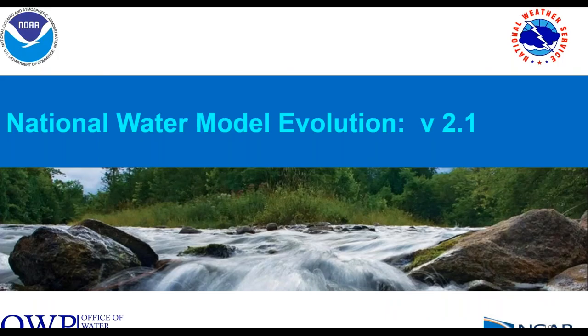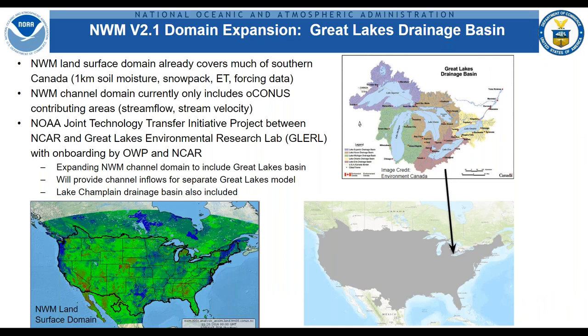And so we'll switch gears a little bit, and we'll start talking about what is coming in version 2.1. So this is what is currently under calibration. I believe we're regionalizing the calibration now, and doing some other testing. We should have version 2.1 in the formal testing process a little later this winter and beginning of spring. One of the most important things that we're doing in version 2.1 is we are continuing to expand the domain. And so we will be incorporating the Laurentian drainage basin, the Great Lakes drainage basin. We'll be incorporating that into the National Water Model, as well as Lake Champlain.